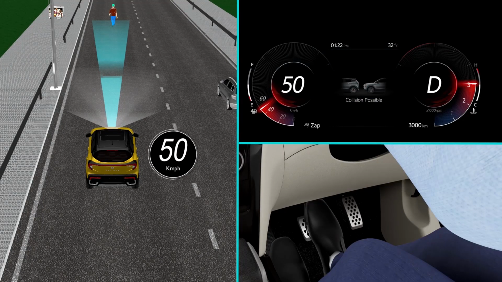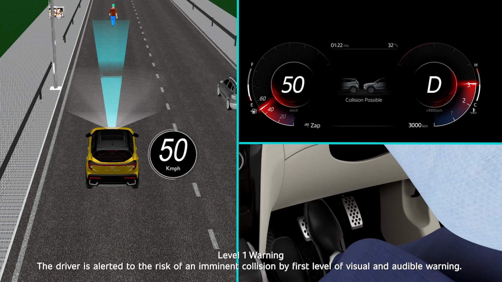Collision possible warning level 1. The driver is alerted to the risk of an imminent collision by first level of visual and audible warning.